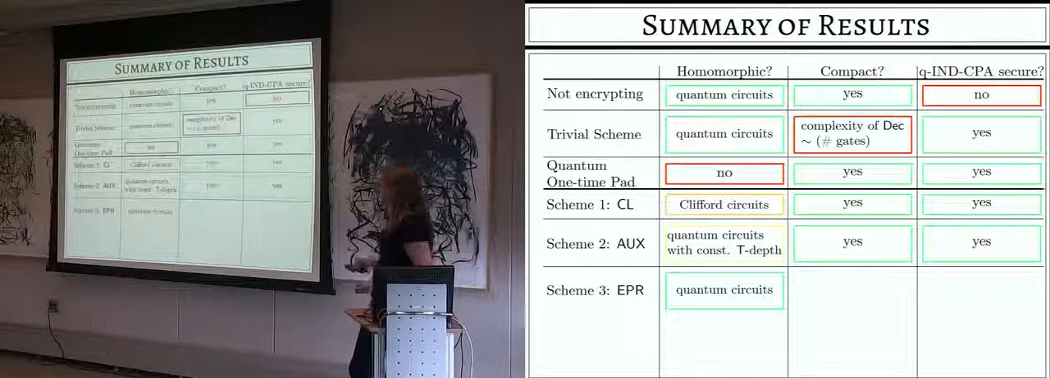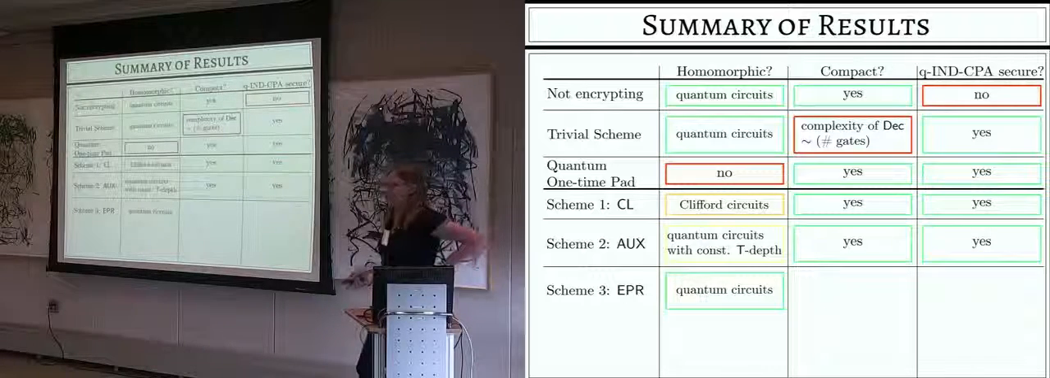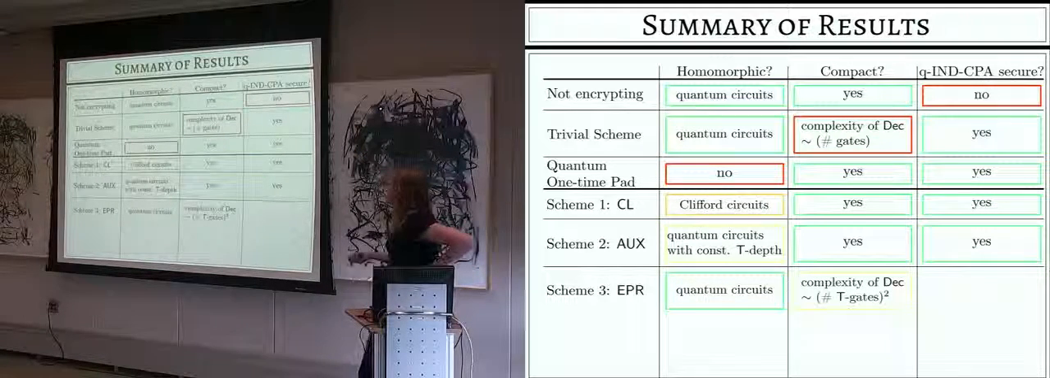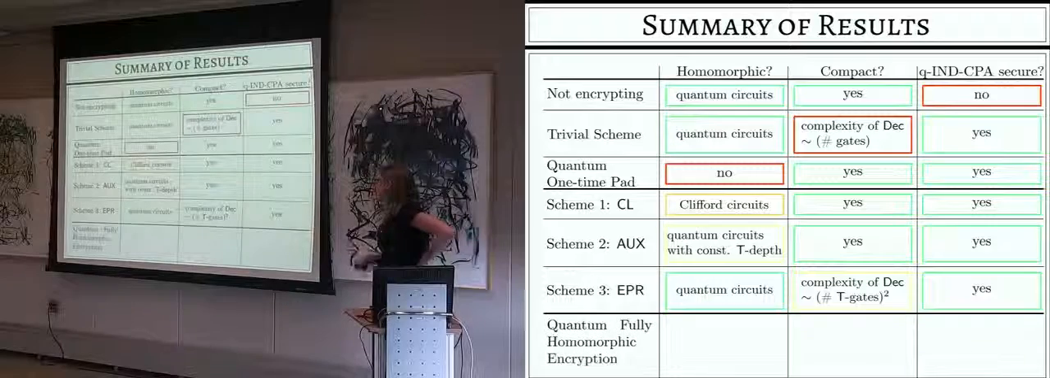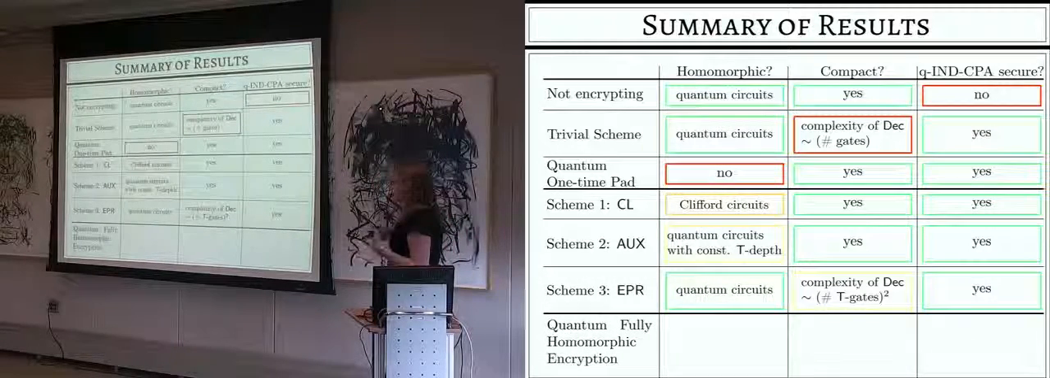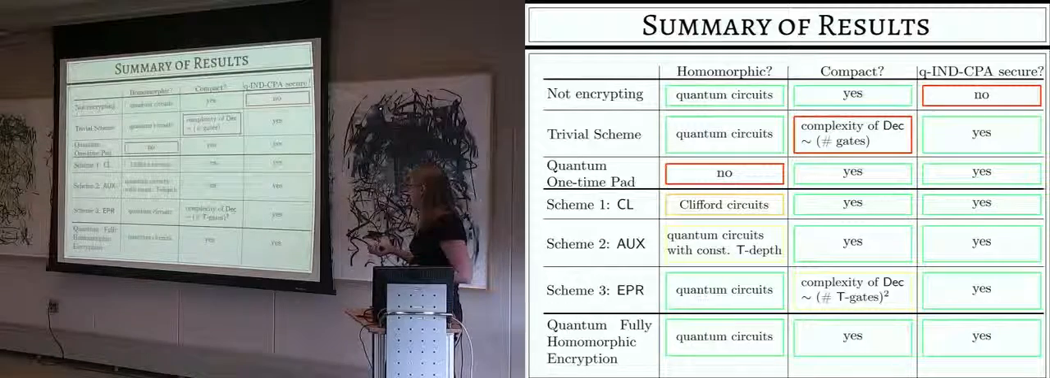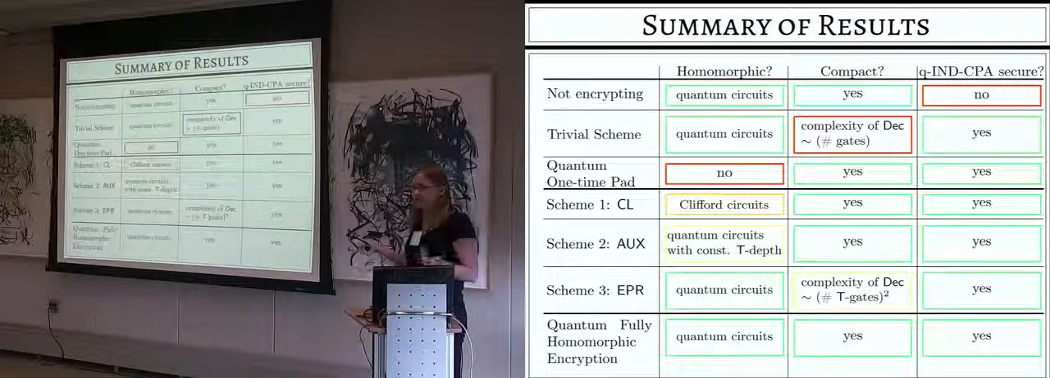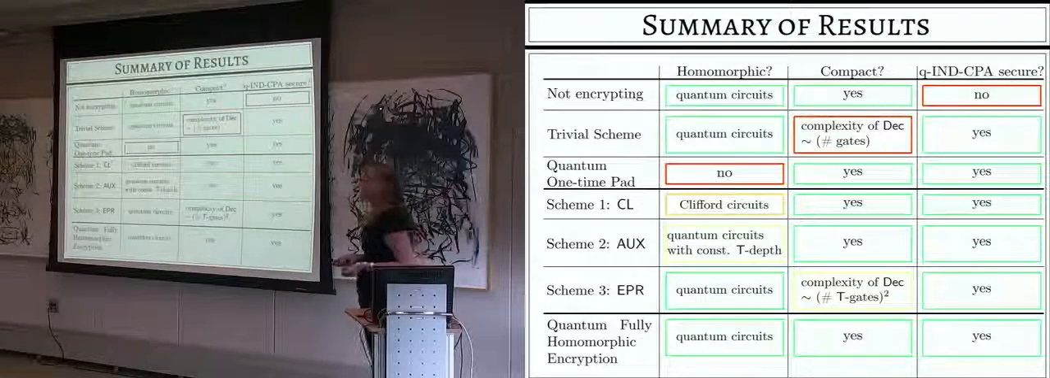And our third scheme is an improvement in a different way. It's also an extension of the first scheme, and it's homomorphic for all quantum circuits. However, it's not compact. The complexity of decryption scales with the number of T gates, in fact the square of the number of T gates. This is some kind of improvement over scaling with the number of gates, but it still doesn't achieve this property fully. And it also has Q and CPA security. Just to remind everyone, if we wanted quantum fully homomorphic encryption, we would require all three properties. But we don't achieve this yet. This is still an open problem. Any questions so far?